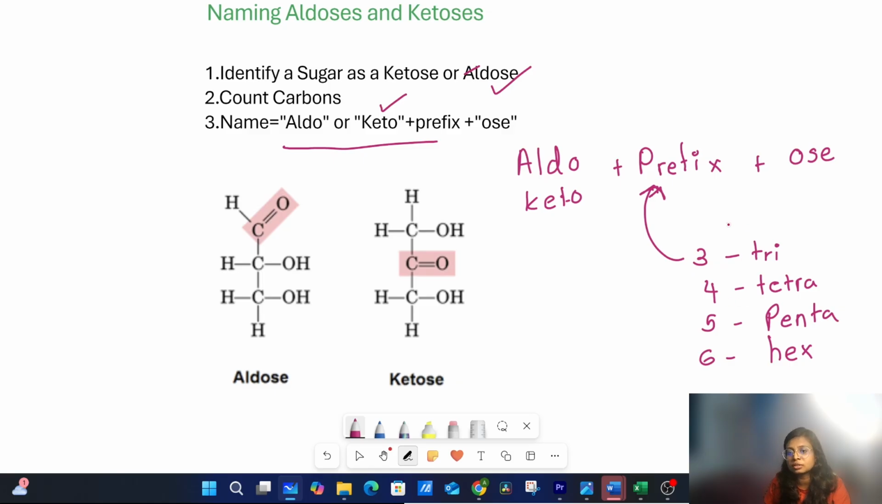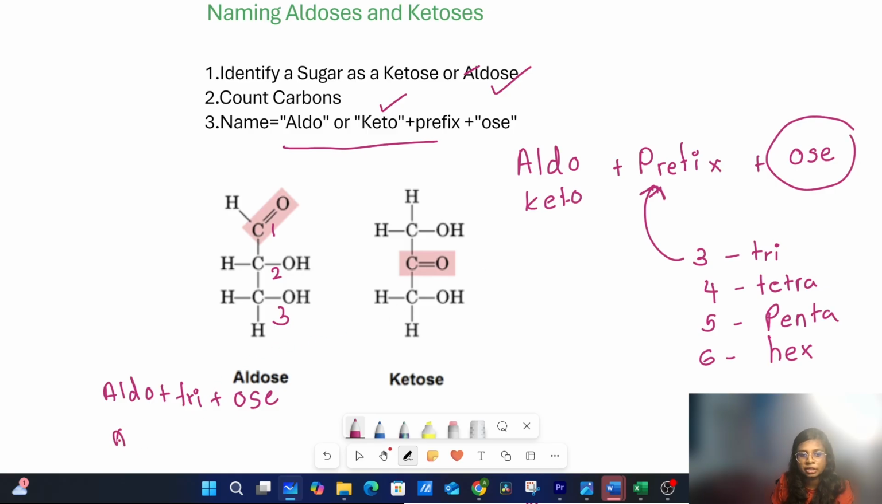So based on that, we can consider this chain. It has 3 carbons. We know this is an aldose based on the location of the carbon double bond O. So the first part should be aldo, and the second part is the prefix, and it has 3 carbons, so it should be tri, and the end part should be ose. So we can call this aldotriose.